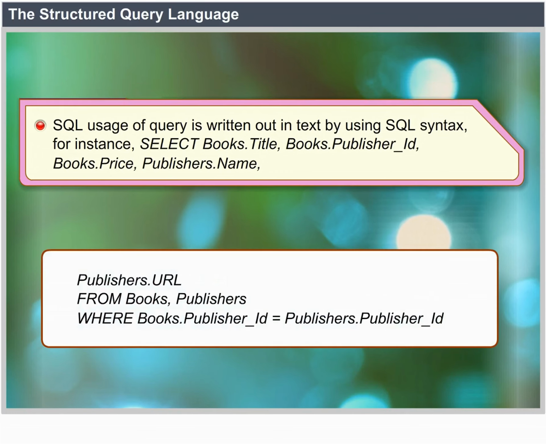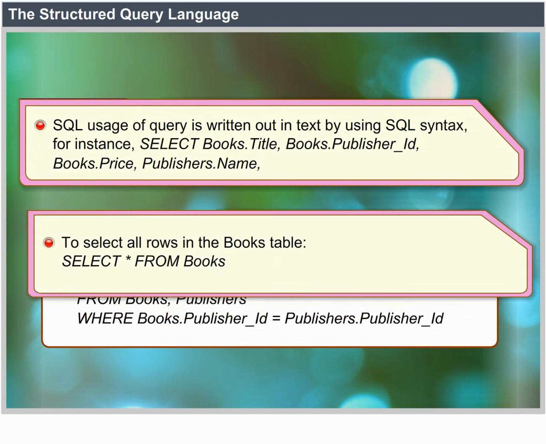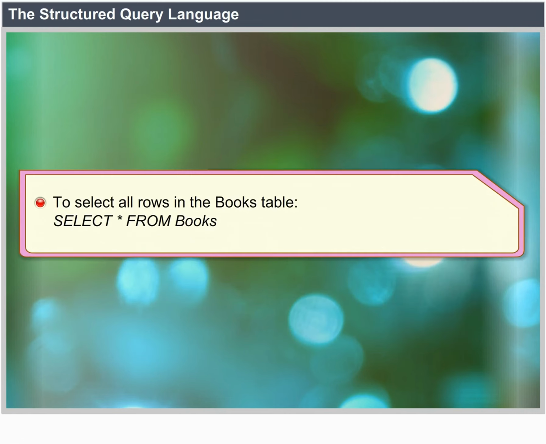SQL usage: a query is written out in text by using SQL syntax. For instance, select books.title, books.publisher_id, books.price, publishers.name, publishers.url from books, publishers where books.publisher_id equal to publishers.publisher_id. To select all rows in the books table, select star from books.